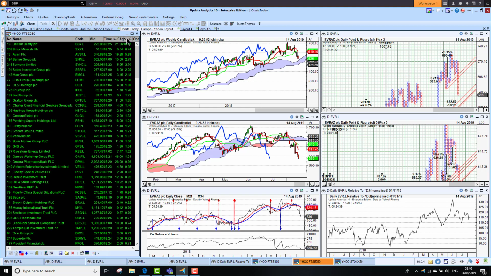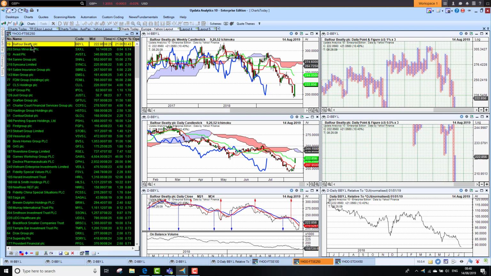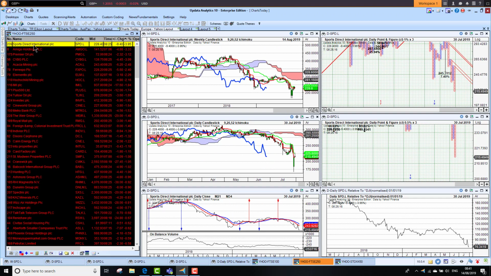Aston Martin were the worst performer yesterday, but in the 250 now we see Balfour Beatty up 10%. They're looking pretty good today, but not great on the chart overall. And on the downside, we've got Sports Direct. They're the worst hit this morning, down nearly 4%.